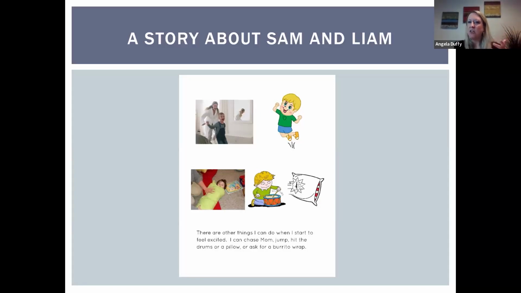And these were some sensory things that we talked about. The OT really helped with ideas on what to do. So here we have photos of what it looks like, what we can do. Rather than grabbing Liam's tail, you can do these things, Sam.